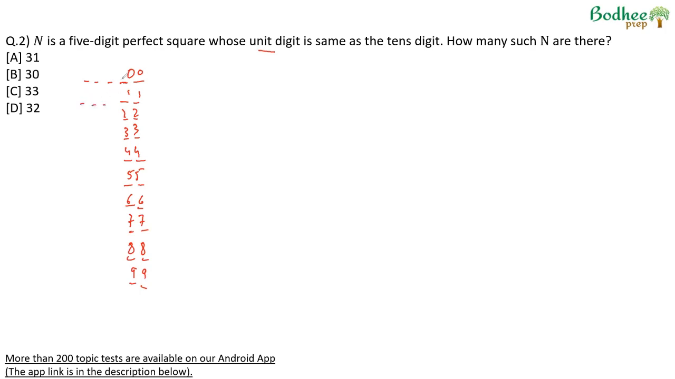There are 3 numbers ahead of each of these: 0, 0, 1, 1, 2, 2, 3, 3, 4, 4, 5, 5, 6, 6, 7, 7, 8, 8, 9, 9. Now, since these are squares, none of the squares end in 2, 3, 7, and 8. So this is not possible. 0, 0 is possible. What about 1, 1?